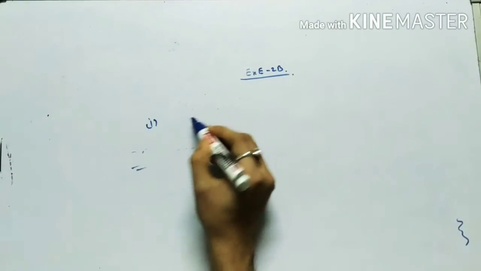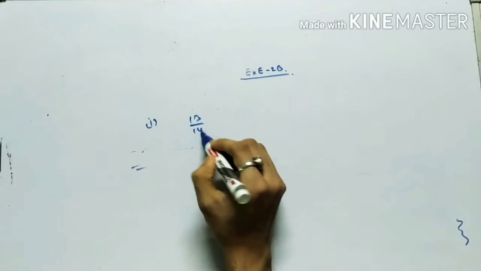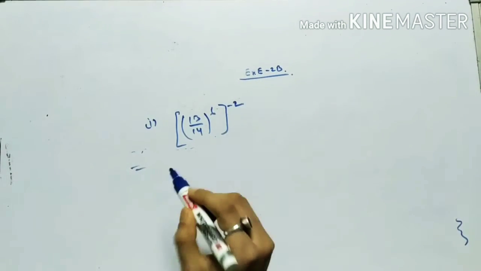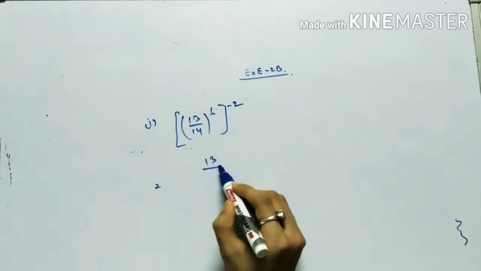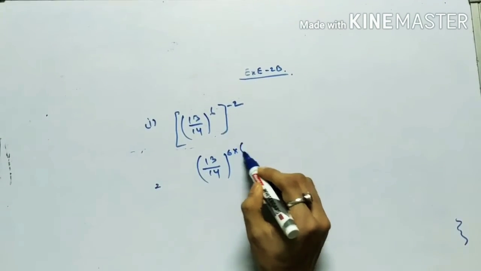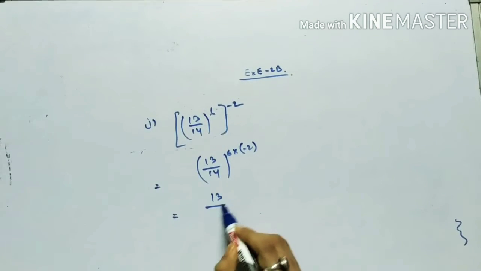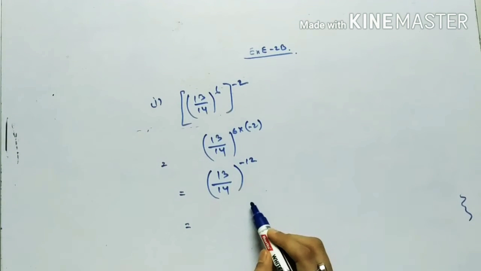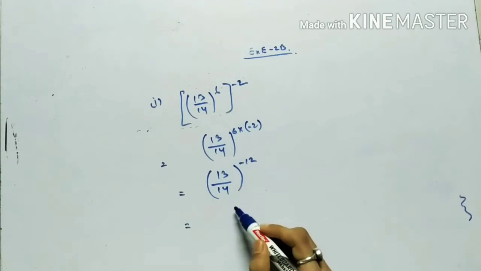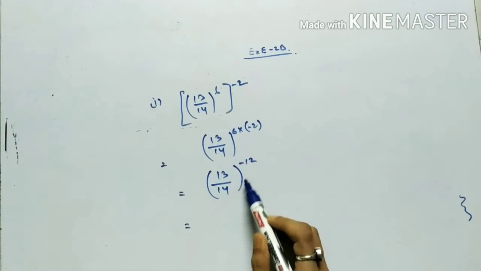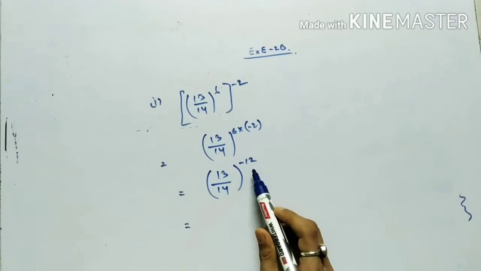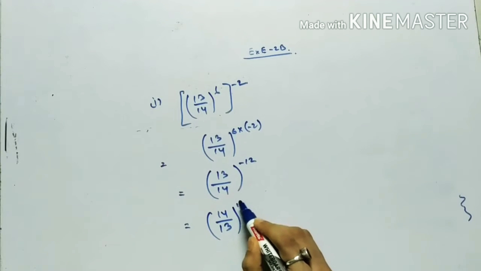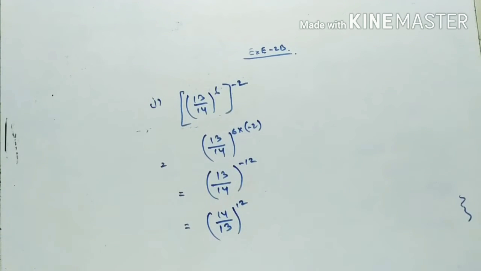Next again you see number I. 13 by 14 to the whole power 6 to the whole power minus 2. So this becomes 13 by 14 to the whole power 6 into minus 2, so 13 by 14 to the whole power minus 12. Okay. So what I will do with this one, 13 by 14 to the whole power minus 12, it becomes 14 by 13 to the whole power 12. Okay.